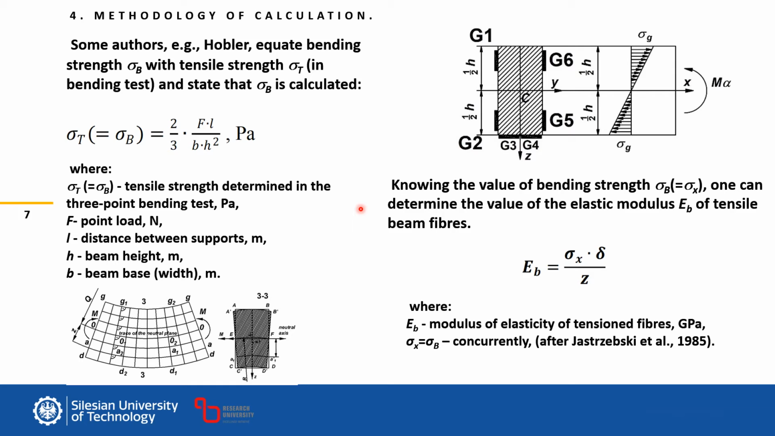Knowing the value of bending strength, one can determine the value of the elastic modulus of tensile beam fibers, where EB is the modulus of elasticity of tension fibers, sigma x equals sigma b, after Jastrzębski et al.